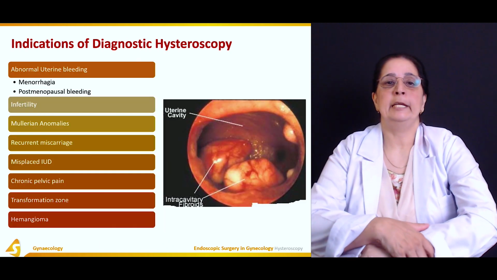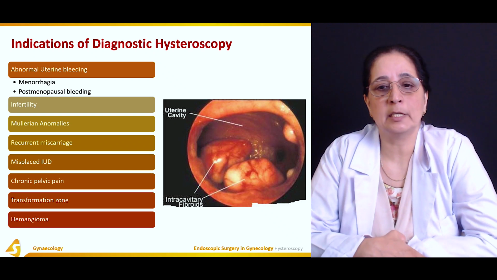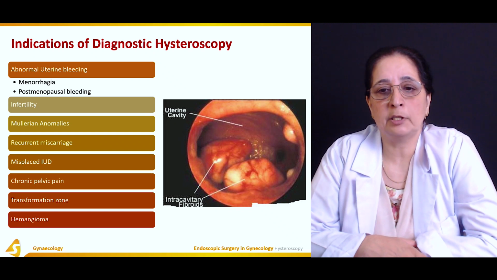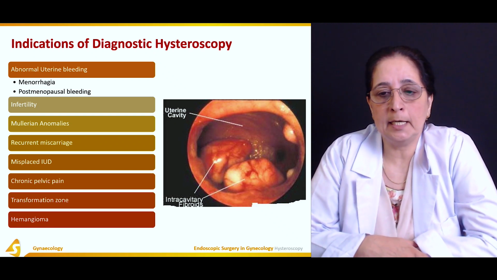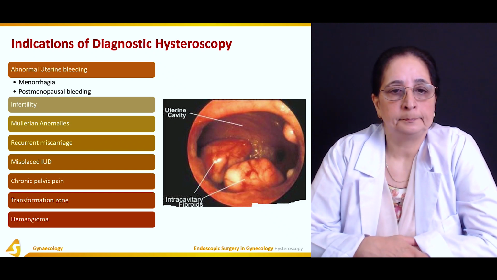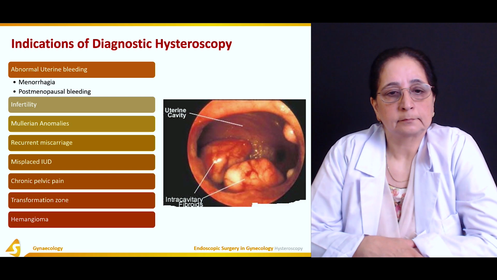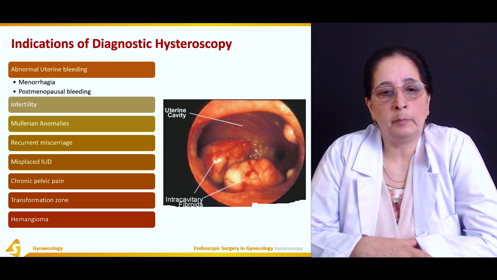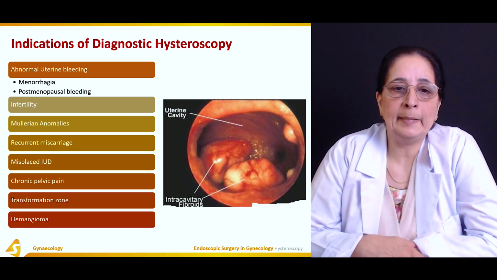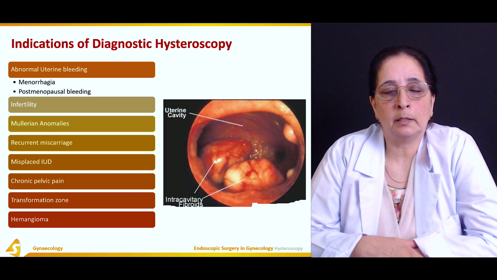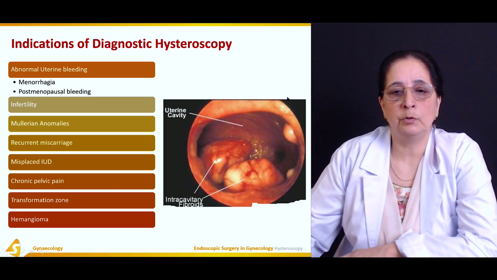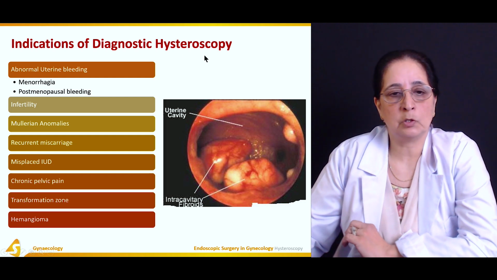So what are some indications of diagnostic hysteroscopy? Diagnostic hysteroscopy is when we look inside the uterus to find out different abnormalities. First, we use it for abnormal uterine bleeding, menorrhagia, or postmenopausal bleeding. So any disorder that's causing uterine bleeding, we do a diagnostic hysteroscopy.